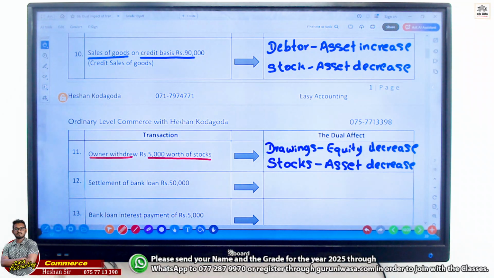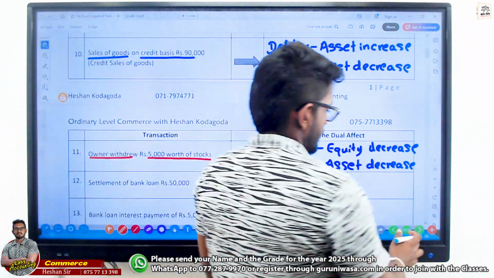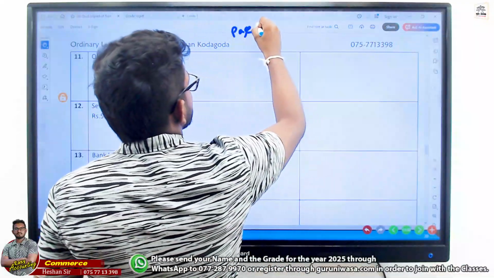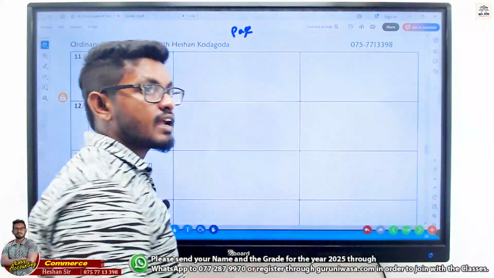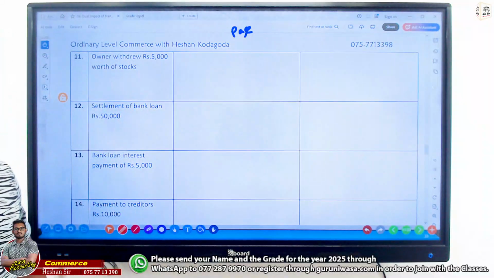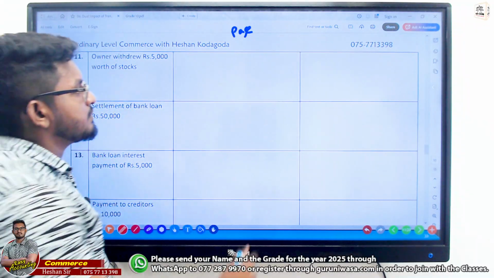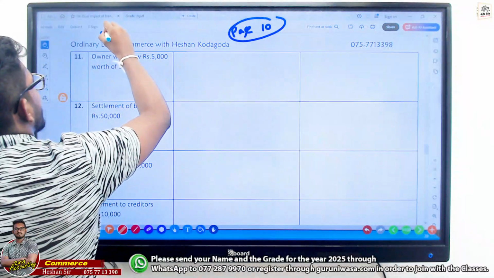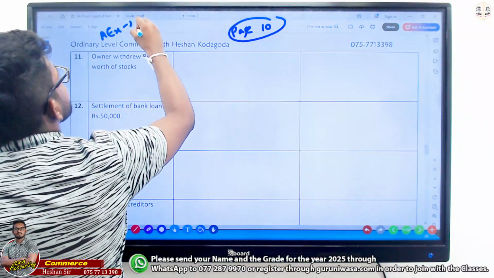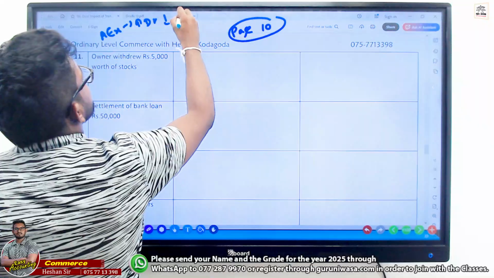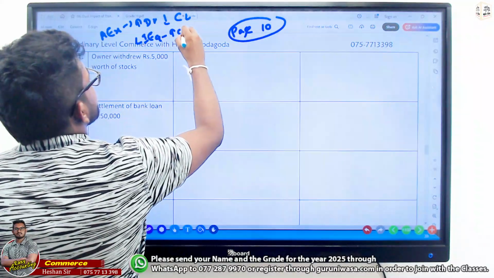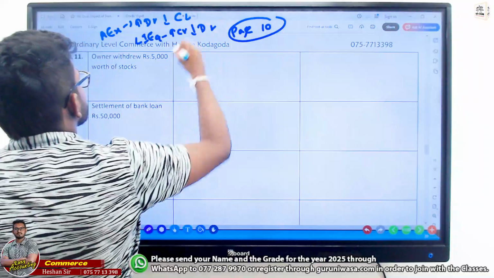Write the same thing in the next chart. Page number 91. What is the page number in here? Can anyone tell me? This chart 9, 10, or 11? 10, right? Page number 10. Just remember, expenses increase debit, decrease credit, liabilities increase credit, decrease debit.